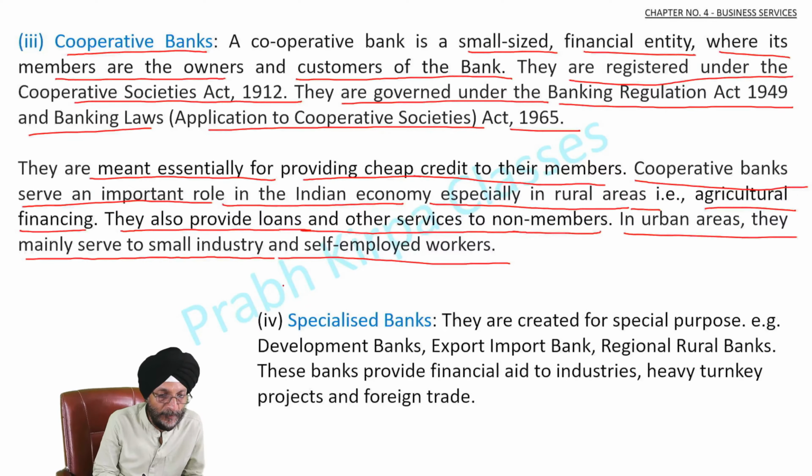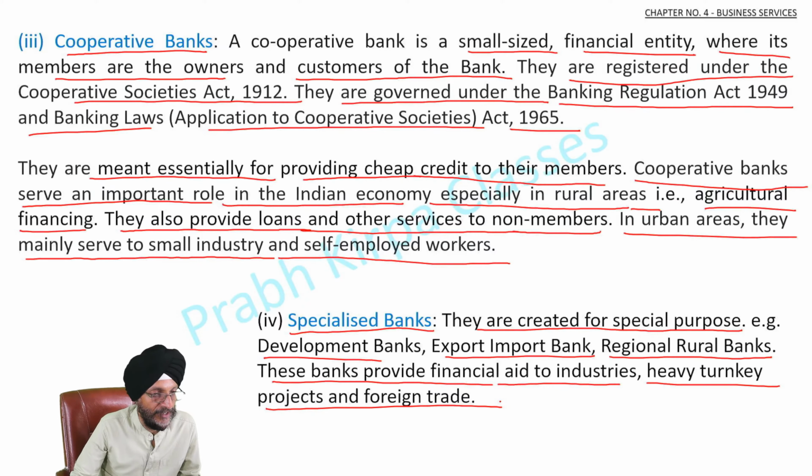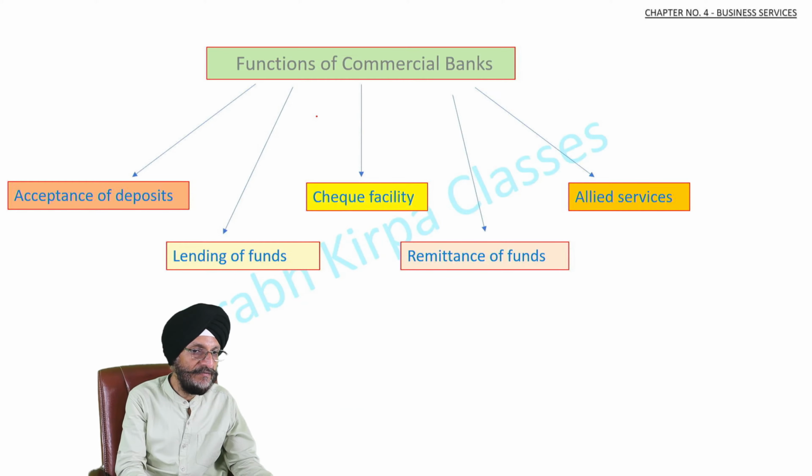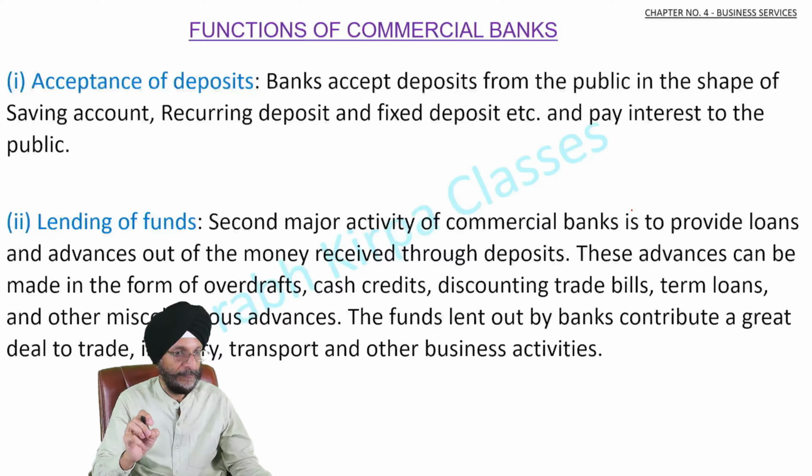Now, there are other types of banks which are known as specialized banks. They are created for special purposes, for example, development banks, export import bank, regional rural banks. These banks provide financial aid to industries, heavy turnkey projects, and foreign trade. Now we will understand the various functions of commercial banks. Among its functions are acceptance of deposits, lending of funds, check facility, remittance of funds, and allied services. We will understand each of its functions one by one.